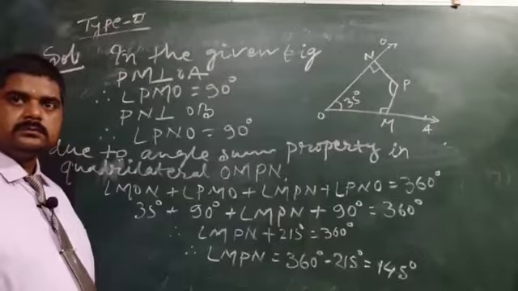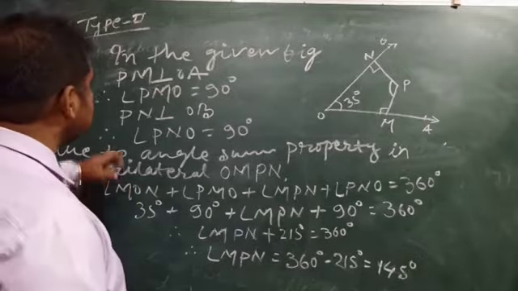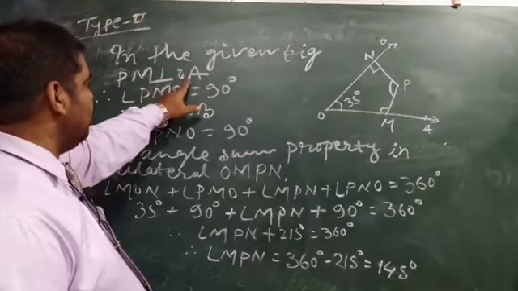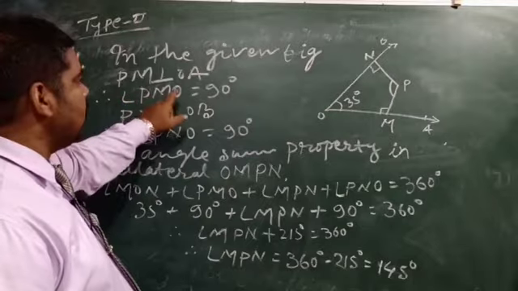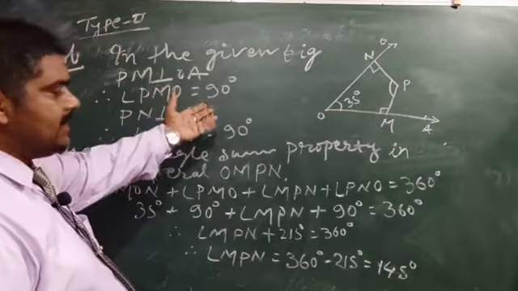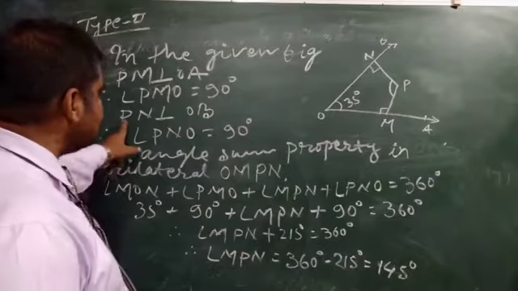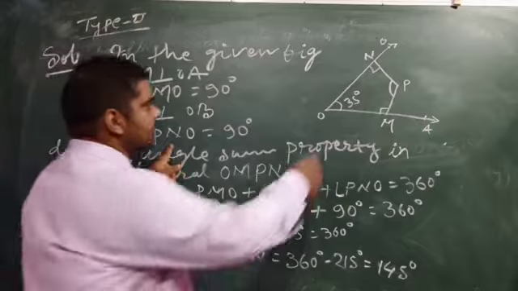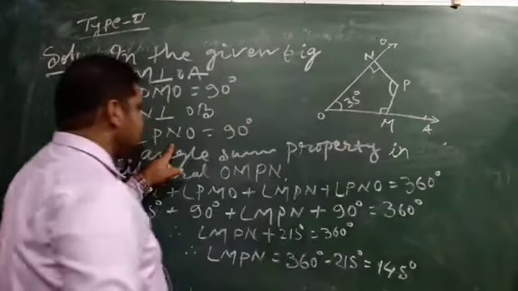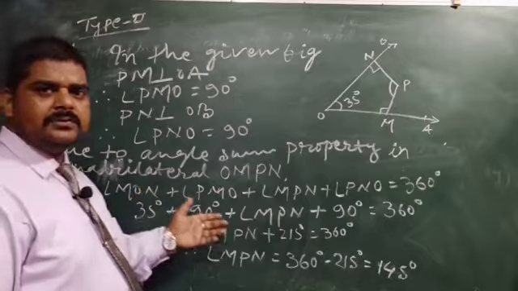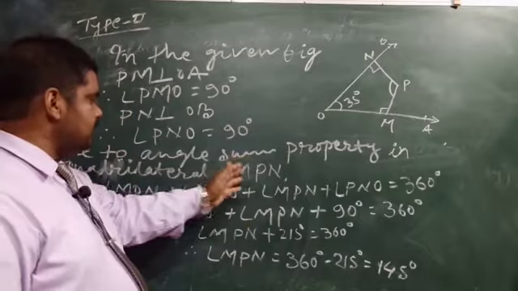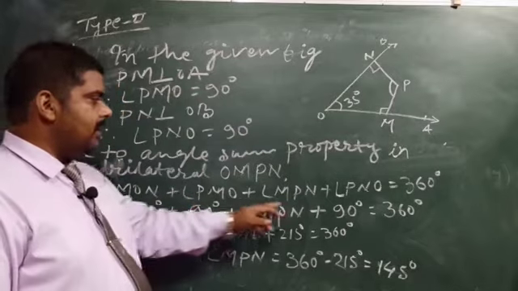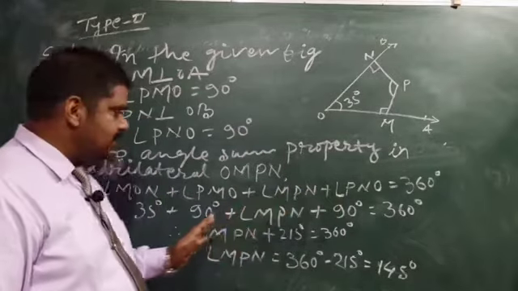My dear student, you can just see that in the given figure, PM is perpendicular on OA, therefore angle PMO is equal to 90 degrees because it is a perpendicular. Similarly, PN is perpendicular on OB, and this is why angle PNO will be 90 degrees. After that, you have to apply the angle sum property in quadrilateral OMPN, and you know that the sum of all angles of a quadrilateral is equal to 360 degrees.